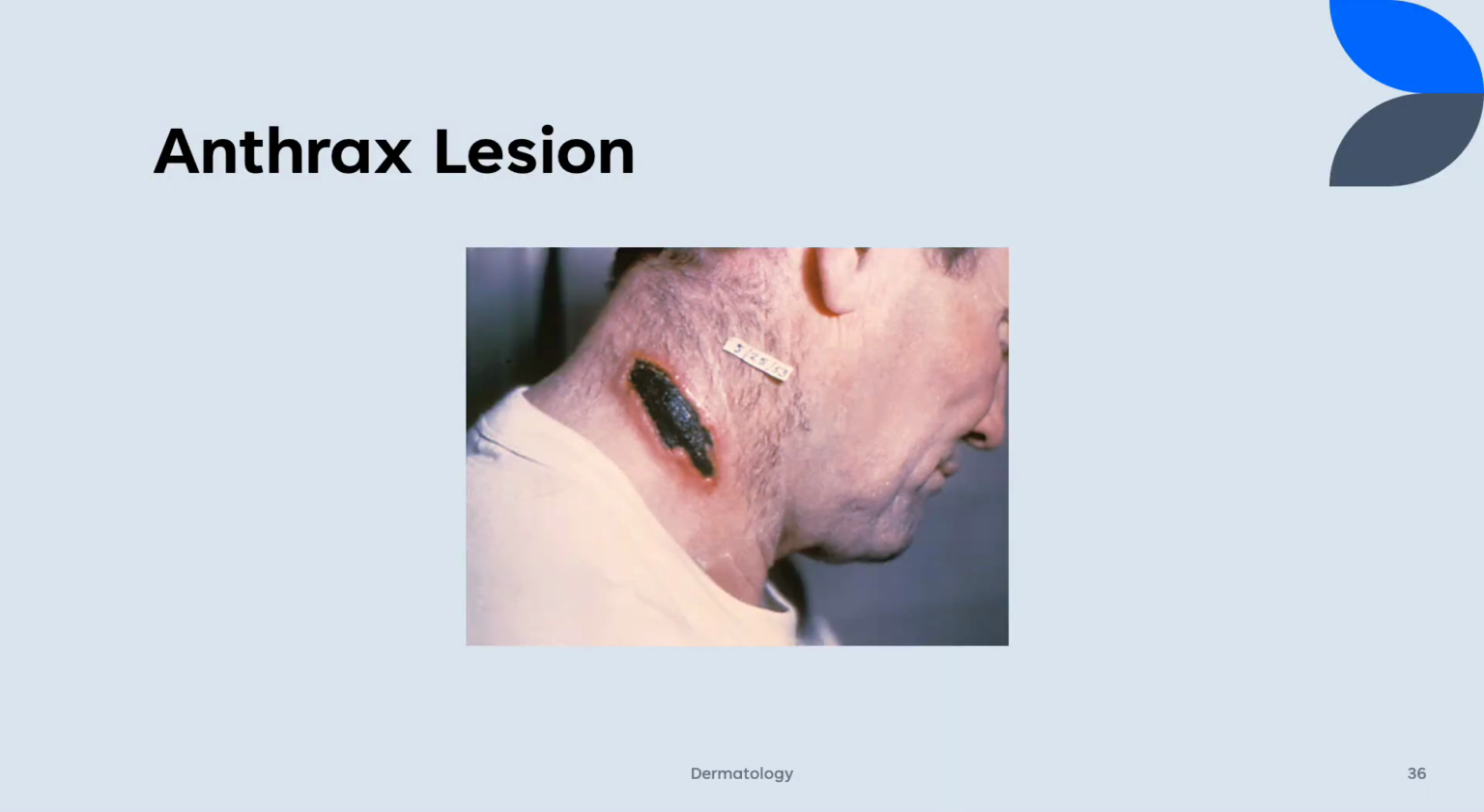Anthrax primarily affects livestock, but can also infect humans, particularly those who work with animals or animal products. There are 3 main types of anthrax: cutaneous, inhalational, and gastrointestinal. Cutaneous anthrax is the most common form, occurring from skin exposure to spores. Symptoms begin as a small raised bump that resembles an insect bite.